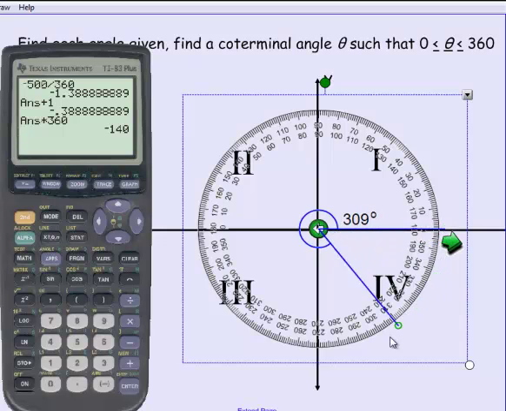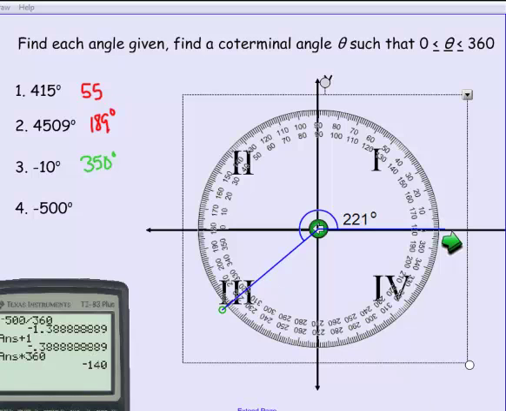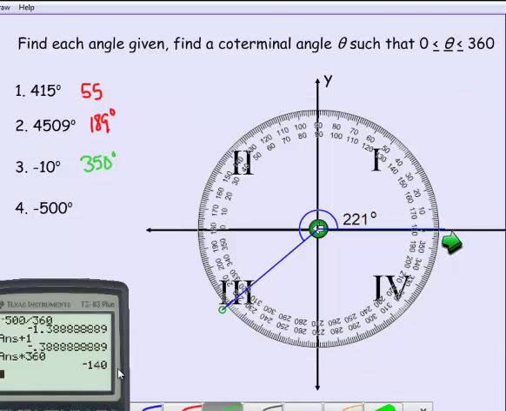So once again, down to there is 90, 100, 110, 120, 130, 140. Perfect. Backwards 140 degrees, but I can't put negative 140. So I put positive 220.